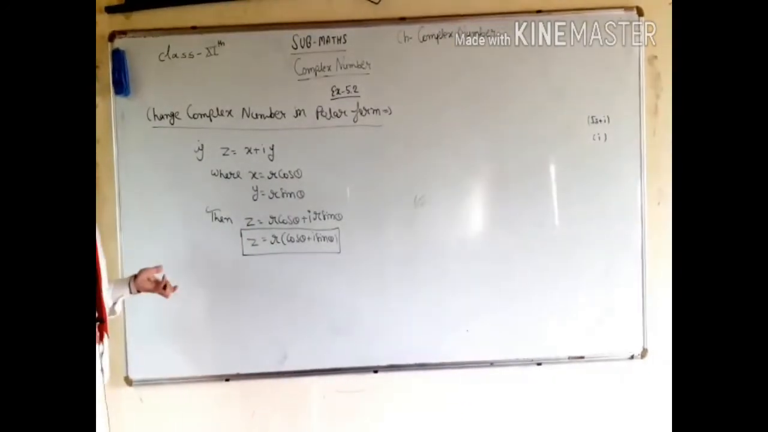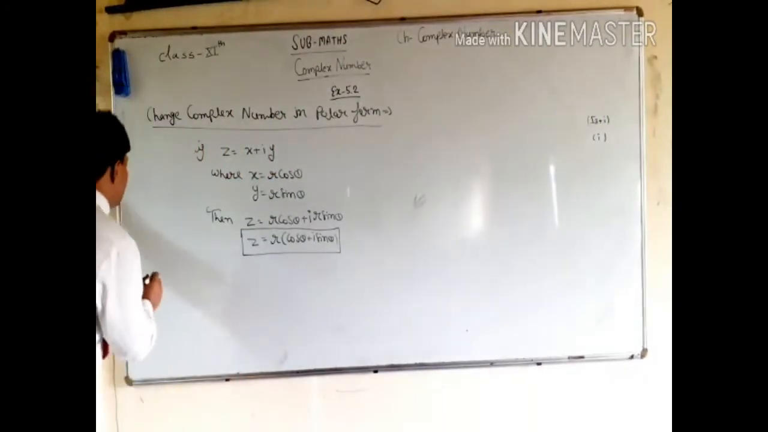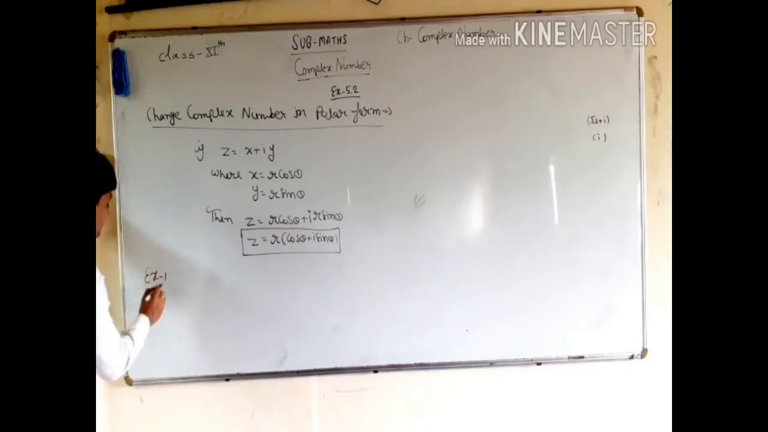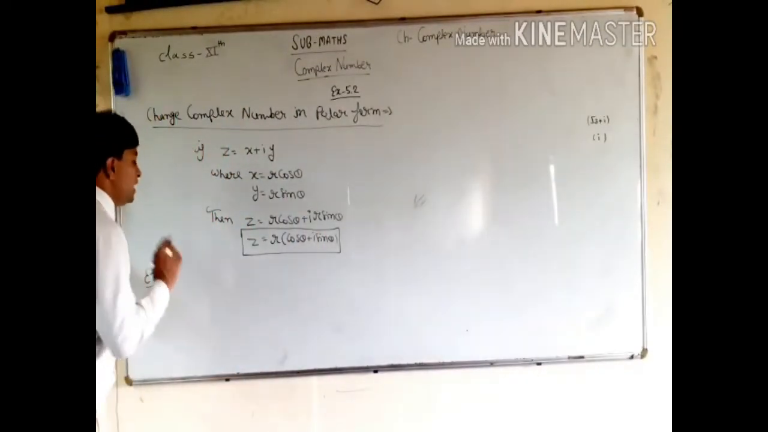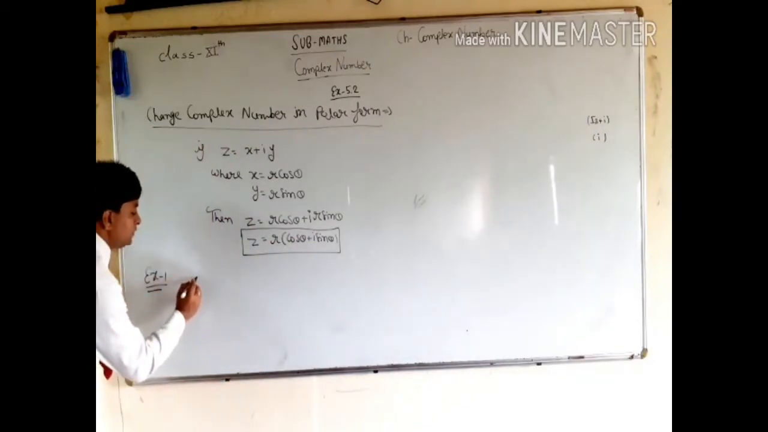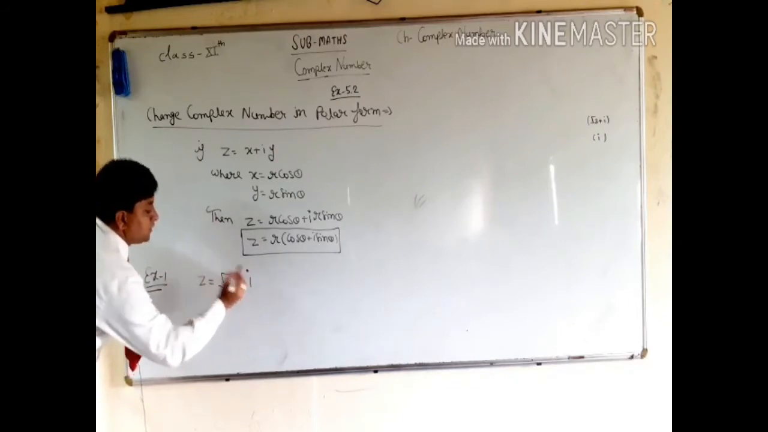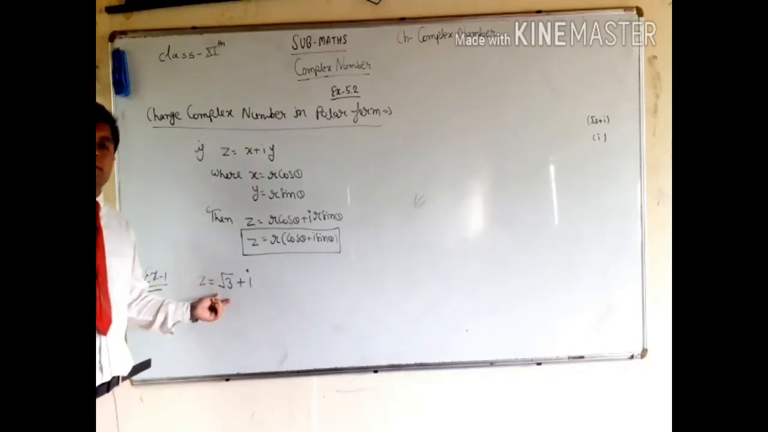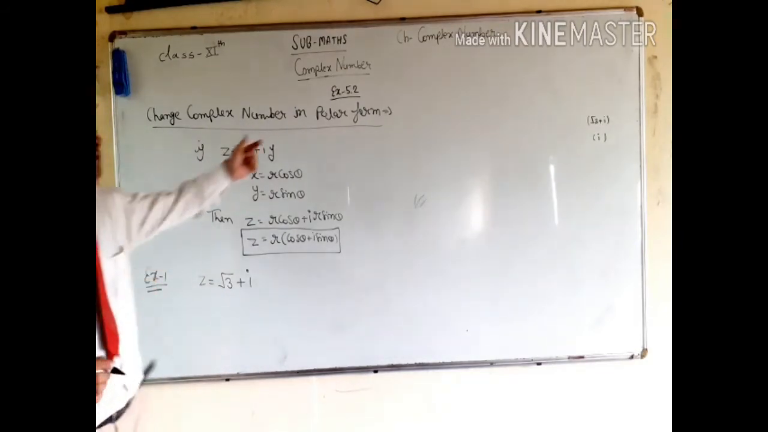So, let me have an example of exercise 5.2. The example number 1 is find the polar form of complex number, and the complex number is root 3 plus iota. This is the complex term. So, we find its polar form.